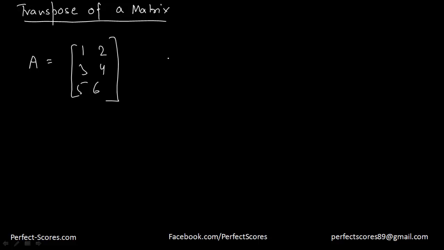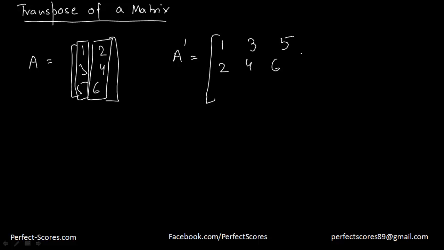First of all, the transpose of a matrix is denoted as A dash. This dash denotes that it's the transpose of that matrix. Now in the transpose of the matrix, this column here would actually become the row here. So 1, 3, 5, which is a column, is going to become 1, 3, 5 as a row. And this 2, 4, 6 column is going to become 2, 4, 6 as a row. So column 1 becomes row 1 here, and column 2 becomes row 2 here.